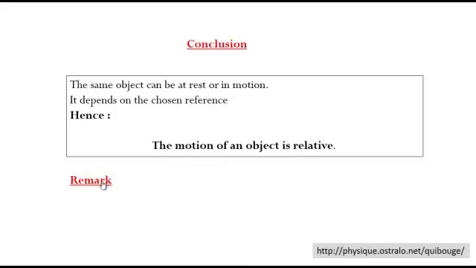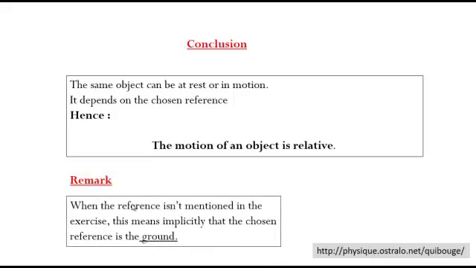Now remark, this year we'll deal with the reference, which is the ground. So when the reference isn't mentioned in the exercise, this means implicitly we are choosing the reference, which is the ground. And usually this year we'll always deal with the reference, which is the ground. Now here you have a link where you can see the motion of an object that's relative.